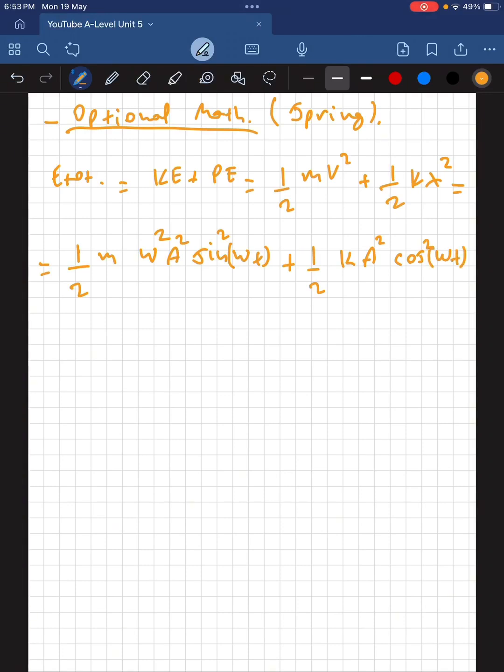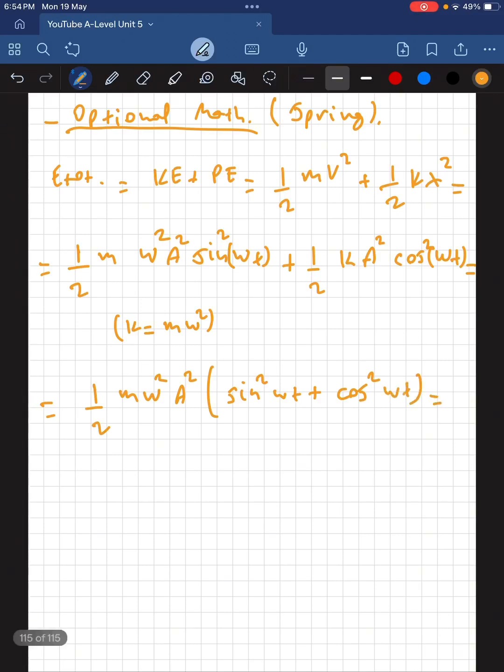right? Because the velocity is the first derivative of the displacement. So if the displacement is cos omega t, the velocity is going to be minus sine omega t, and then squared we are going to use sine squared omega t, okay? And then if we use the fact that k is m omega squared, we find that we have 1/2 m omega squared A squared times sine squared omega t plus cosine squared omega t, which adds to 1, and we get 1/2 m omega squared A squared, okay?